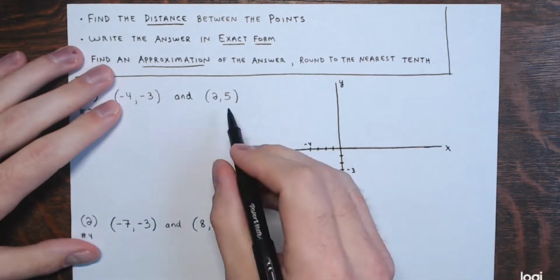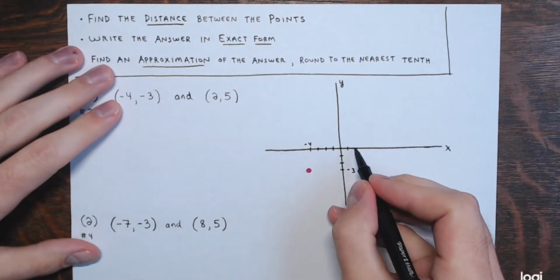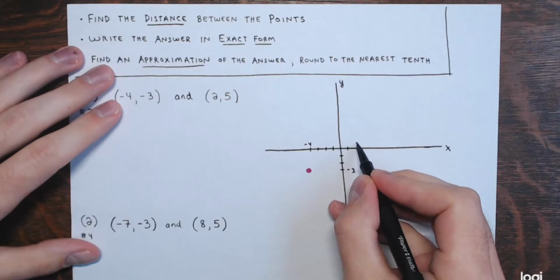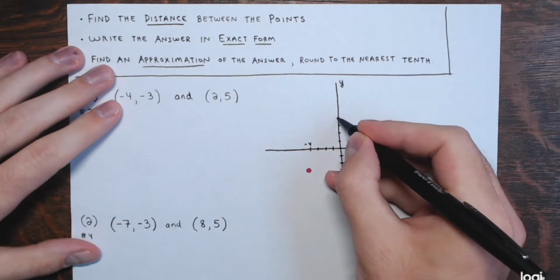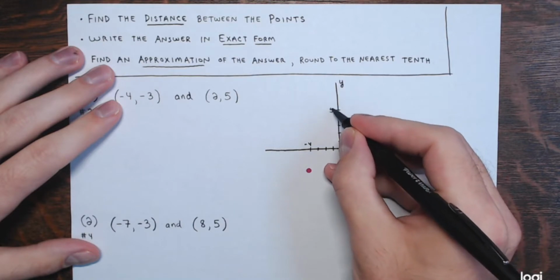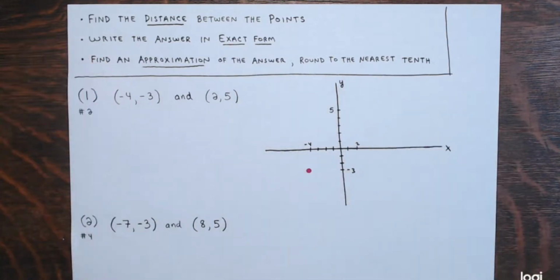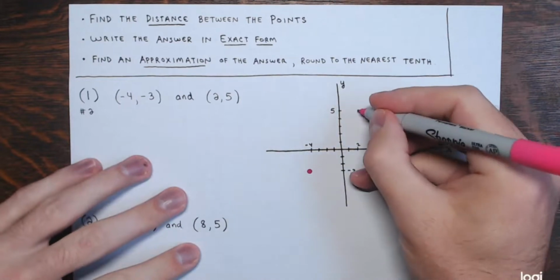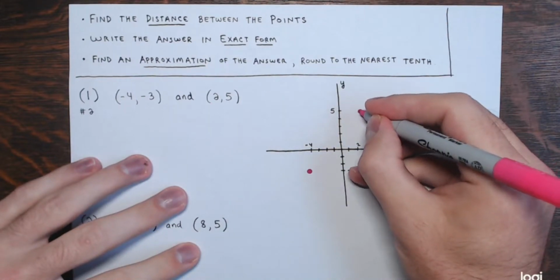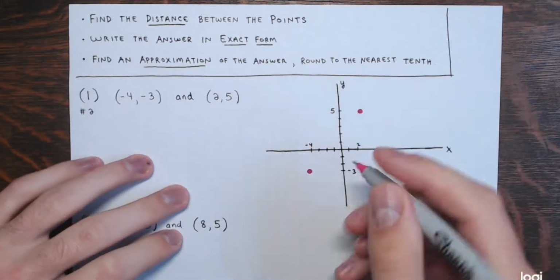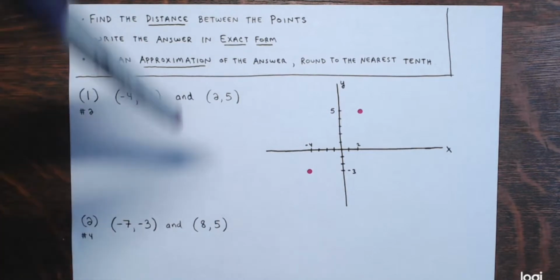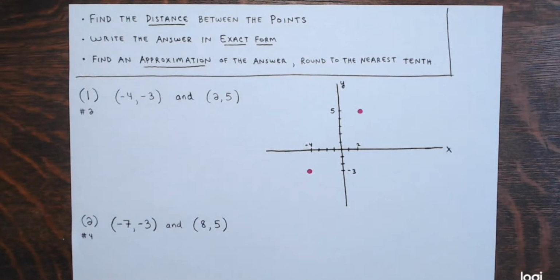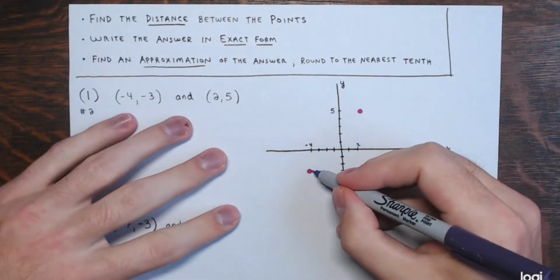And then the point 2, 5, right? So +2 on the x-axis. And I go to +5 on the y-axis. And I'll plot that location. There we go. Alright, so what we're asked to find is the distance between these 2 points. How far apart are they?